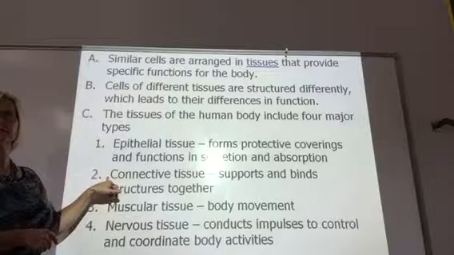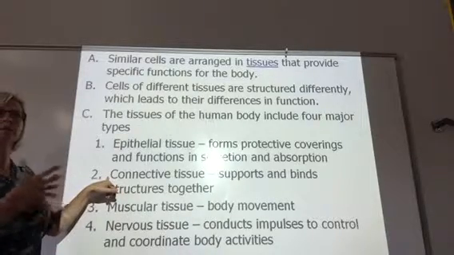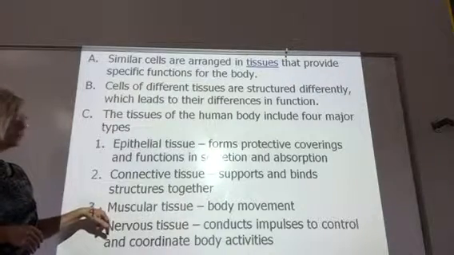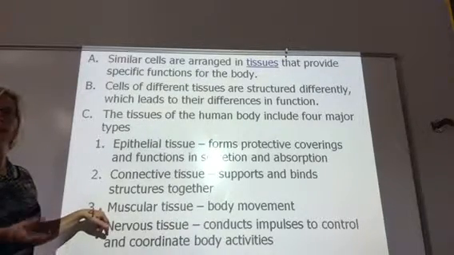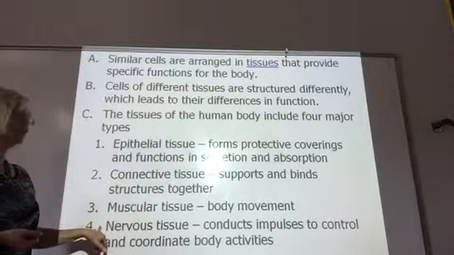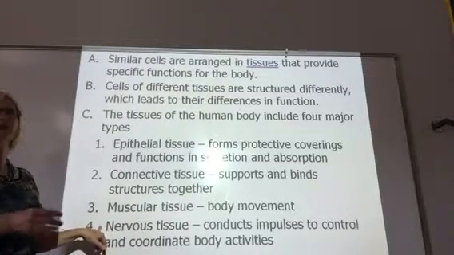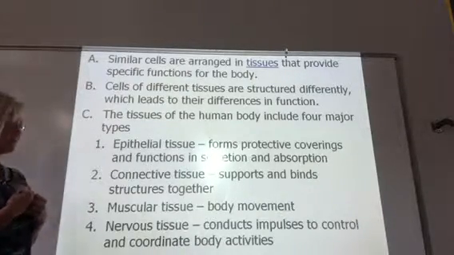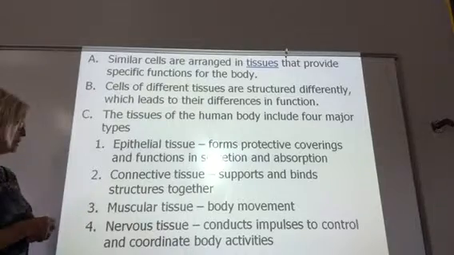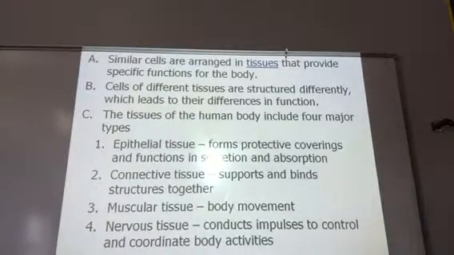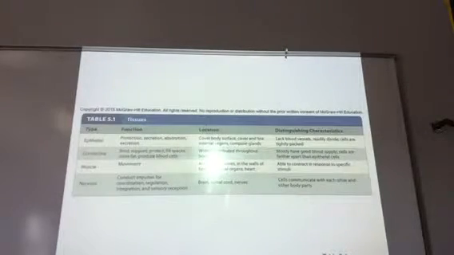Also, dense connective tissue will give support. It can be a fairly rigid tissue. Muscular tissue is very important for body movement. It has a specific function. And then nervous tissue, its function is to conduct impulses. So it's going to pick up information. It's going to relay information. So it conducts impulses, it controls a lot of your body activities and coordinates what goes on.